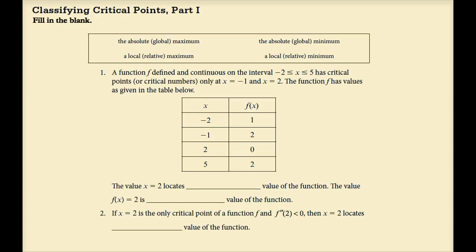Classifying critical points, Part 1. On this page and the next, we're going to fill in the blank with one of these four choices: absolute max, absolute min, relative max, relative min.